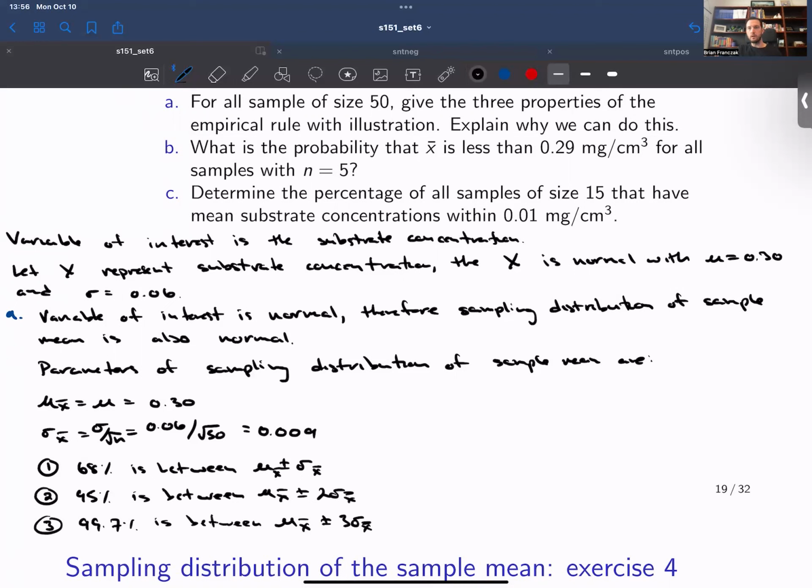68% of the information under the bell curve is within 1 standard deviation of the mean. 95% of the information under the bell curve is within 2 standard deviations of the mean. And 99.7% is within 3. Okay, so we can illustrate this by sketching out a bell curve to represent the sampling distribution. So let's say that we have something that looks like this.